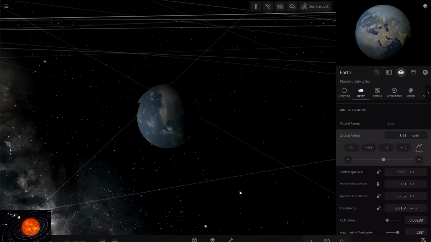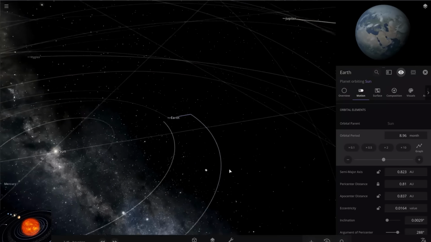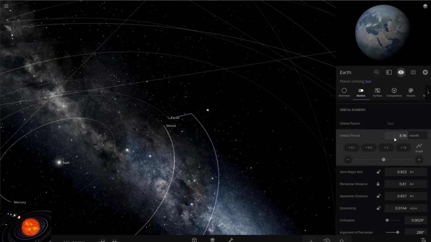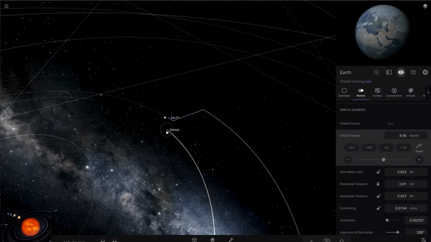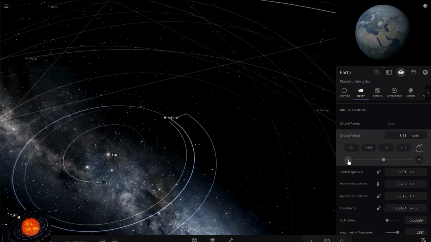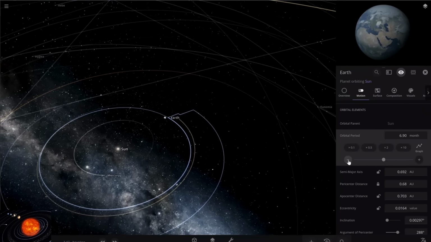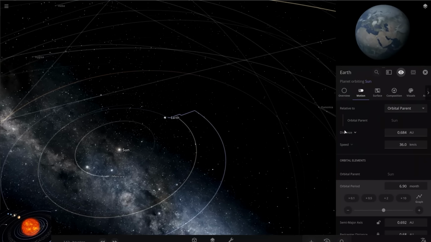So based on this differentiation here, you can see the orbit is being changed. When I'm decreasing the orbital period, the Earth is getting closer to the sun, and right now it's some sort of close to Venus, and it's going in Venus orbit. Maybe if I just decrease it more, and so based on this parameter, also the distance is being changed, and so you can see some of these parameters are related to each other.